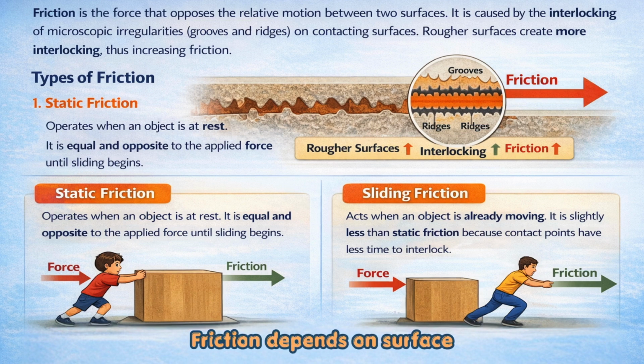Friction depends on surface smoothness and how hard the surfaces are pressed together. Without it, objects like a suitcase on a moving train would simply slip away.